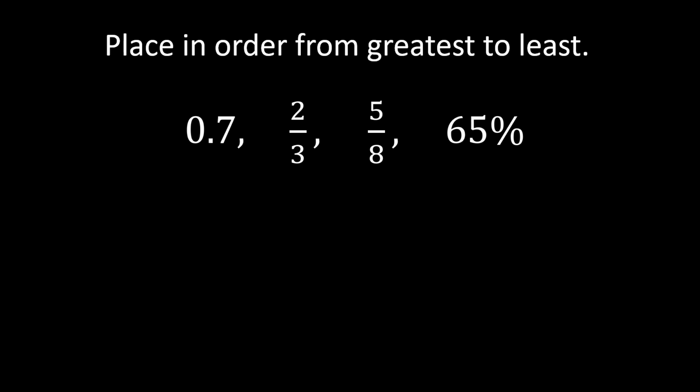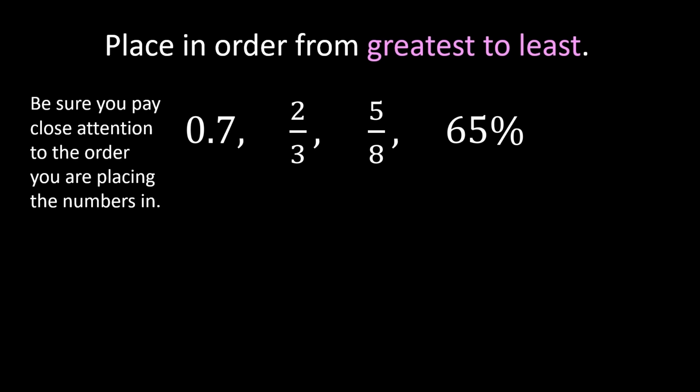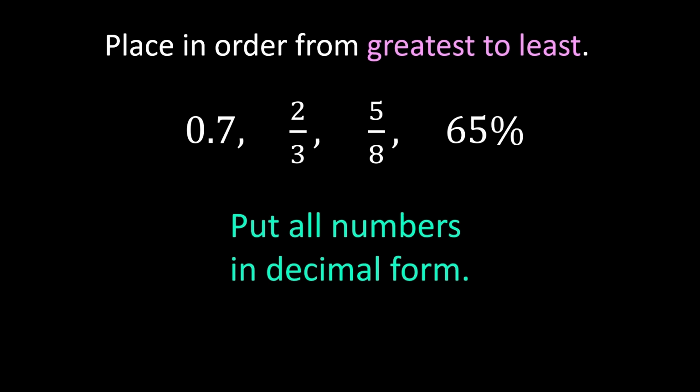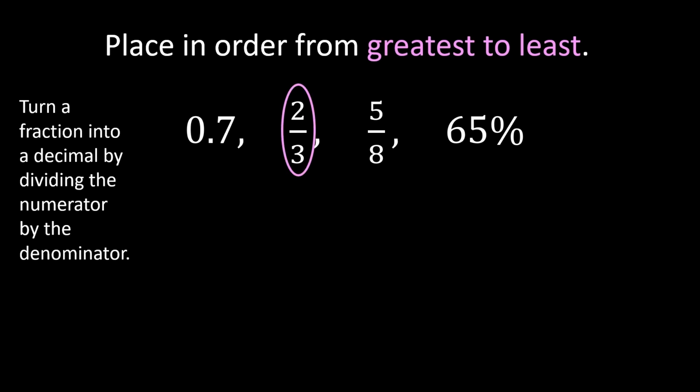We are going to place these numbers in order from greatest to least. Probably the most important tip I can give with these types of problems is to pay close attention to the order you're putting the numbers in, as it can vary problem by problem. In order to place these numbers in order, we first have to put them all in decimal form. We'll start with 2/3. You either have this conversion memorized or you're dividing the numerator by the denominator. 2 divided by 3 is 6/10 repeating. Remember, the bar above the 6 tells us that it is repeating.